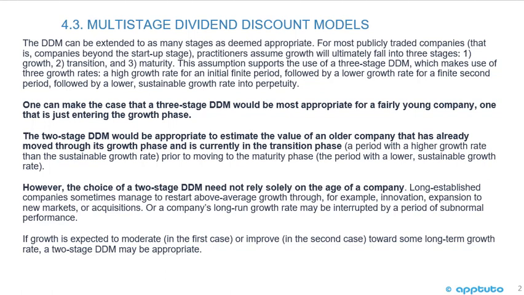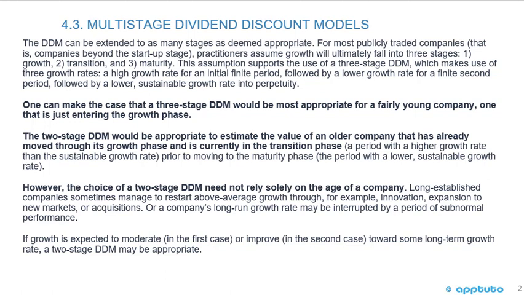The 2-stage dividend discount model would be appropriate to estimate the value of an older company that has already moved through its growth phase and is currently in the transition phase, a period with a higher growth rate than the sustainable growth rate prior to moving to the maturity phase. That's the period with a lower sustainable growth rate. However, the choice of a 2-stage dividend discount model need not rely solely on the age of the company.